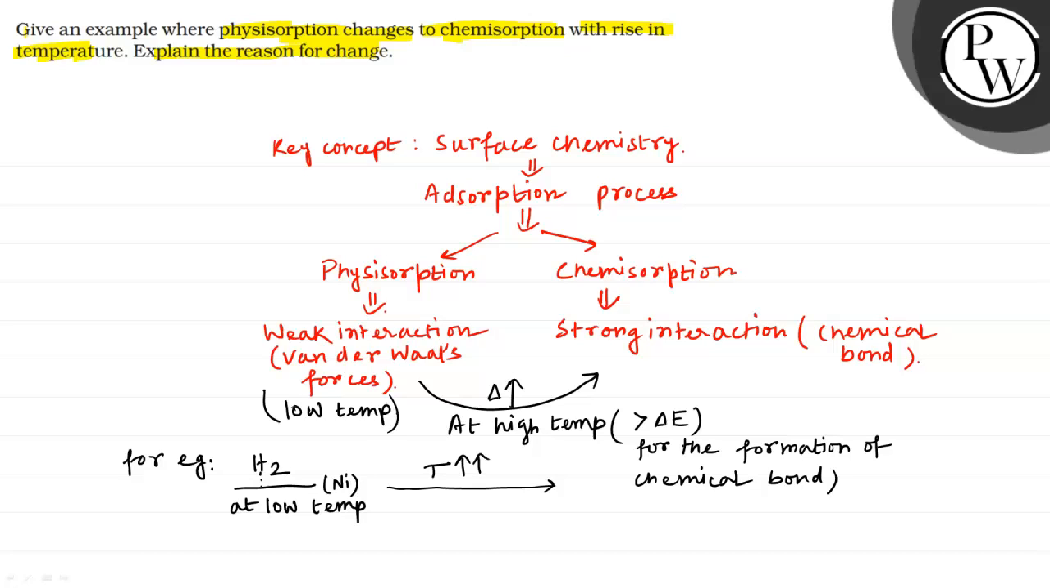When temperature increases further, this dihydrogen molecule dissociates into hydrogen atoms and is held on the surface of the adsorbent. Then what happens? On this nickel surface the hydrogen atoms are held through the formation of chemical bond. This is the chemical bond. So this type of chemical bond forms when chemisorption happens, and it is held on the surface of the nickel adsorbent. So when we increase the temperature, the physisorption changes to chemisorption, and this is the example.